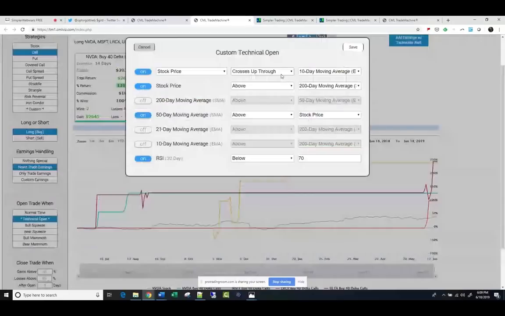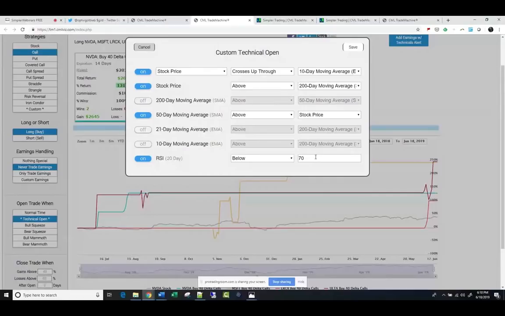These are the settings. It's the day the stock crosses above the 10-day moving average, that moment, that day. The stock price is already above the 200-day moving average. But the 50-day moving average is above the stock price, which is a fancy way of saying the stock price is below the 50-day moving average. So we're not looking to pick up screaming momentum and buy it when the stock is overbought. We're certainly looking for confirmed momentum, but we want room. And we'll also make sure that the RSI is below 70 just to make sure we don't blow ourselves up. And these trades look great.